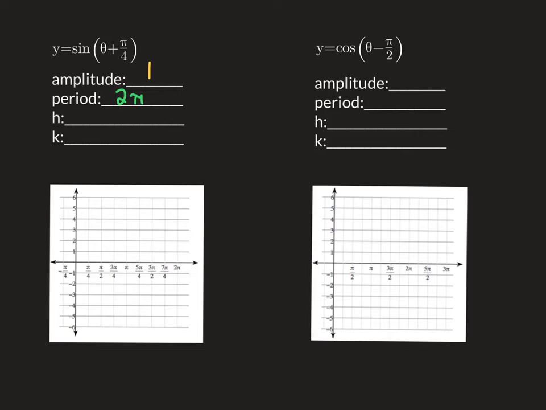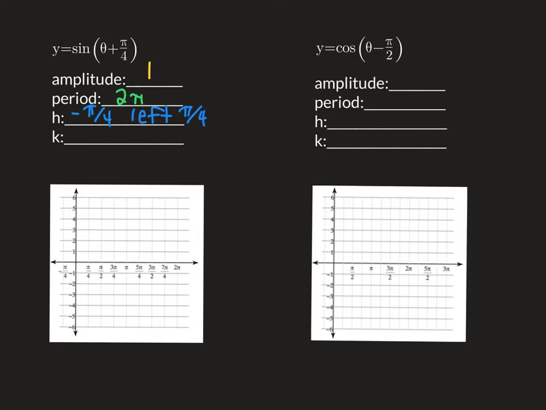Okay, then I do have an h value. And my h value is, well, remember the formula says theta minus h, but this says plus pi over 4. So that means my pi over 4 is going to be a negative pi over 4, which means that my whole graph needs to be shifted left pi over 4. Okay, well, that messes things up just a little bit, so let's come back to that.